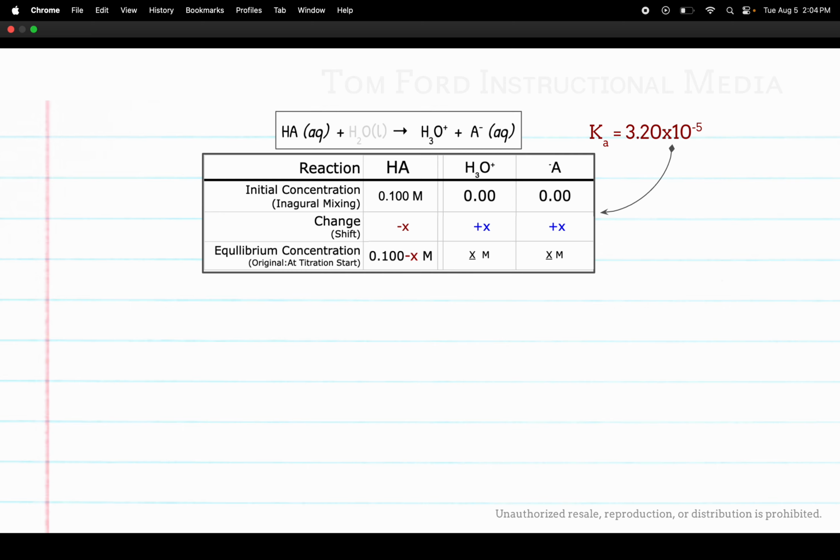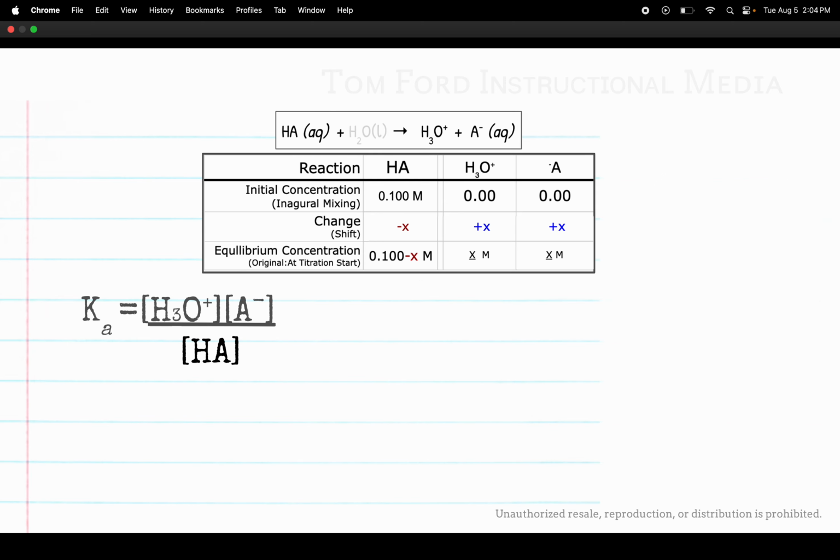Now, Ka, given as 3.20 times 10 to the negative 5, is also related to this formula. The formula for finding acid dissociation constants relates to the concentrations as the products over the reactants. Again, products over the reactants. Is water included? No. Liquid water is not included because it's the solvent, and its concentration stays basically unchanged.